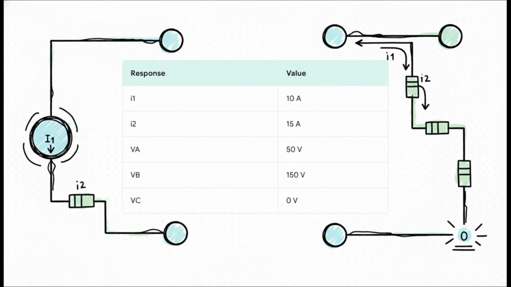We run the numbers, and here's what we get. These are the contributions from only the current source. For example, the current I2 is 15 amps, and the voltage at node B is 150 volts. We'll just set these results aside for a moment.